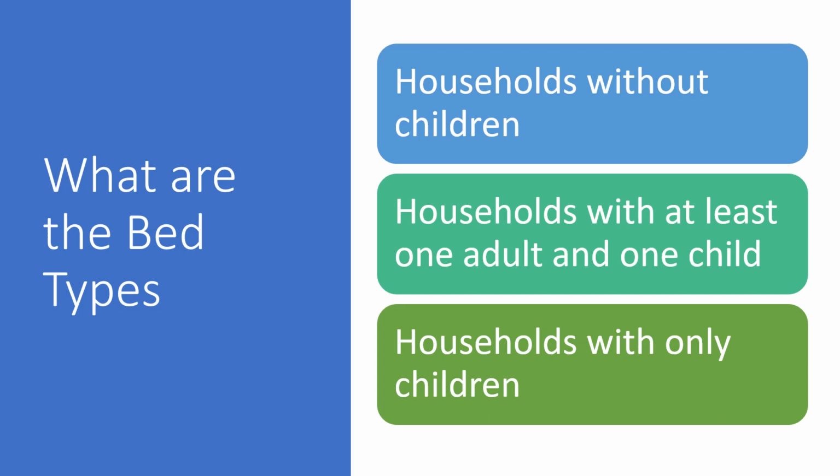Households with at least one adult and one child, beds and units typically serving households with at least one adult, including youth ages 18 to 24, and one child. And lastly, households with only children, beds and units typically serving households composed exclusively of persons under the age of 18, including one-child households, multi-child households, or other household configurations composed only of children.